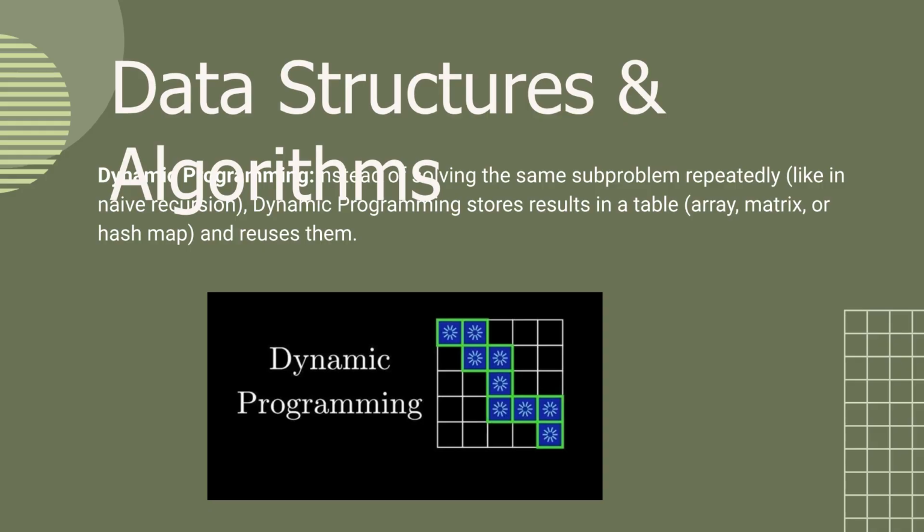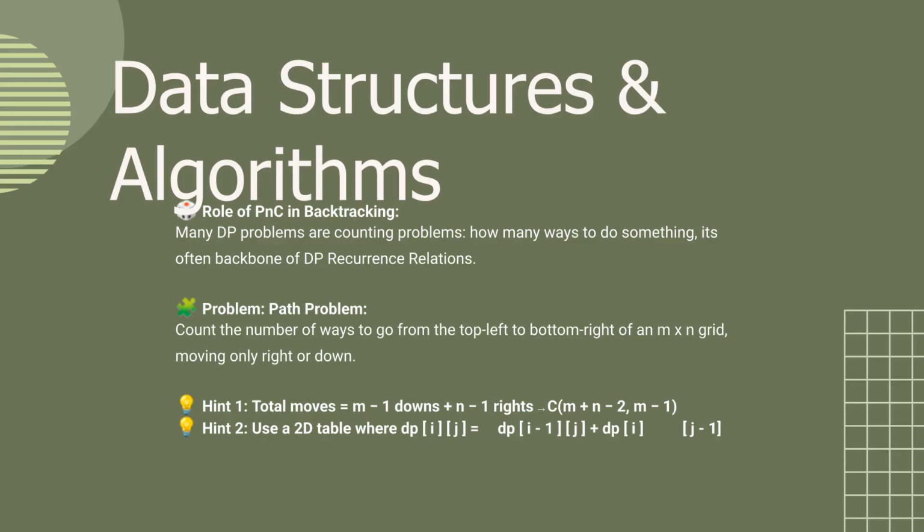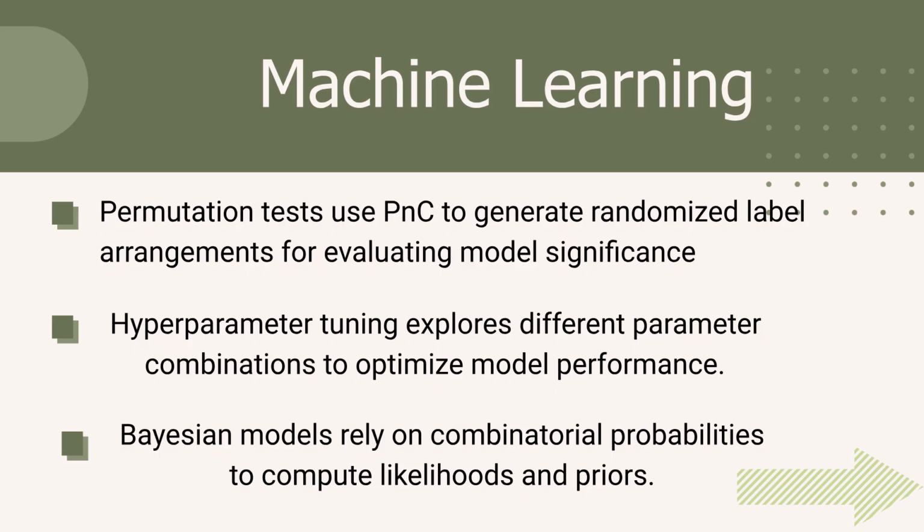Dynamic programming, or DP, optimizes recursive solutions by storing and reusing results of subproblems in a table, avoiding repeated calculations. Many DP problems are counting problems, with PNC forming the backbone of their recurrence relations. The path problem, counting unique paths on a grid, utilizes combinations for the total number of moves. In machine learning, permutation tests use PNC to generate randomized label arrangements for model evaluation. Hyperparameter tuning explores parameter combinations, and Bayesian models rely on combinatorial probabilities.